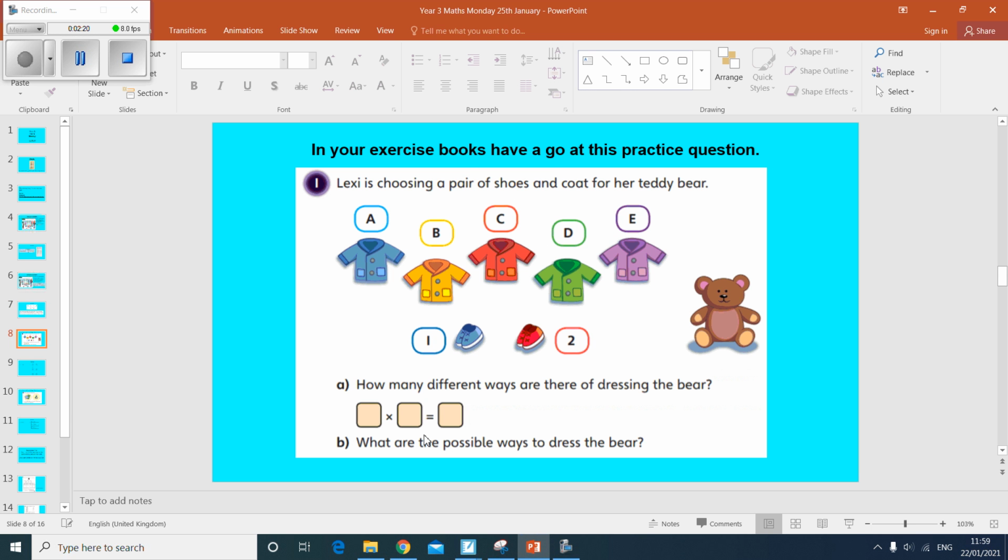Okay, so in your exercise books, let's have a go at this practice question. So Lexi is choosing a pair of shoes and a coat for her teddy, and I can see that there are 5 coats and there are 2 shoes. So how many different ways are there, using a multiplication to find the possible ways? That is question A, and B is, can you do a table or a chart to show the possible ways? So pause the video here while you have a go at writing this into your books.